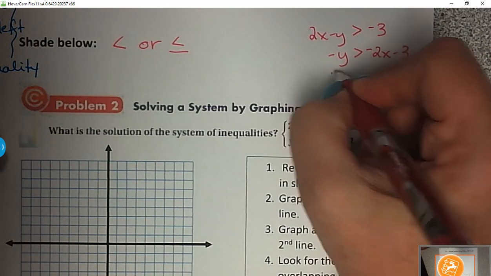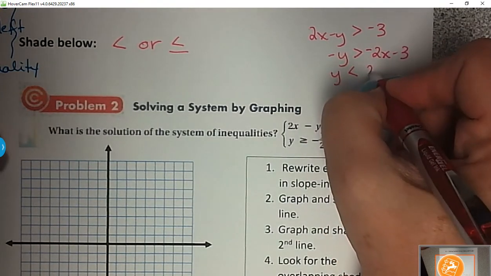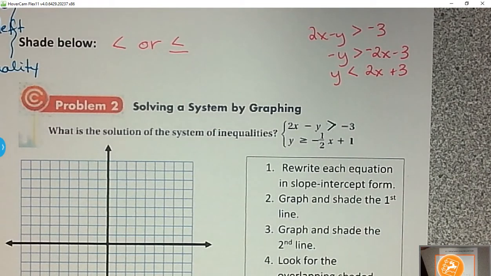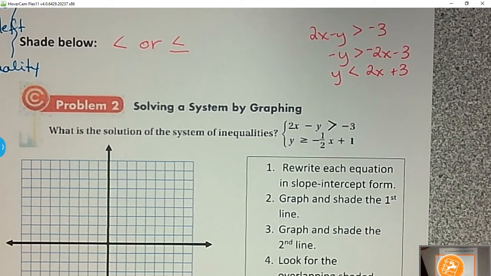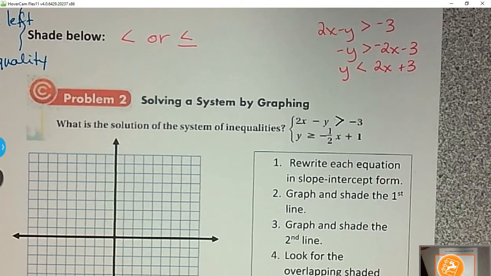But when you divide by a negative 1, it flips your inequality over. That's the part that a lot of people forget. So flip my inequality over and change all the signs. If you multiply by a negative 1, it's also going to change it. If you multiply or divide both sides by a negative number, it will flip that inequality over. Okay? So now, let's go ahead and graph this one before we work on the next one.